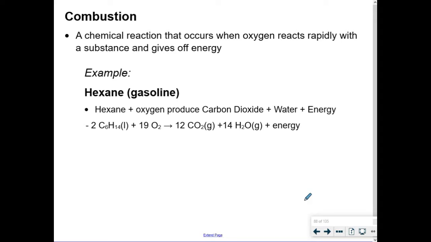The most common example of exothermic reaction is combustion. You've probably heard that term before. It's literally where something is blowing up. Yeah, it goes kaboom. And there's some common themes to it. Combustion always involves oxygen reacting with a substance and producing energy.